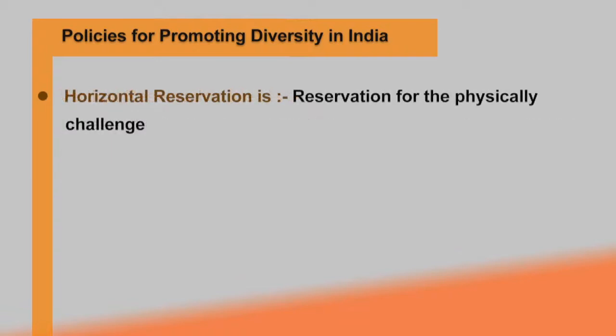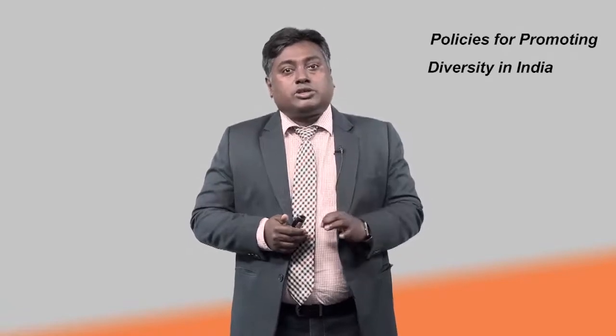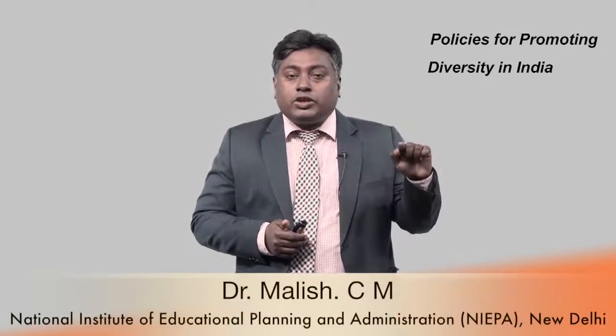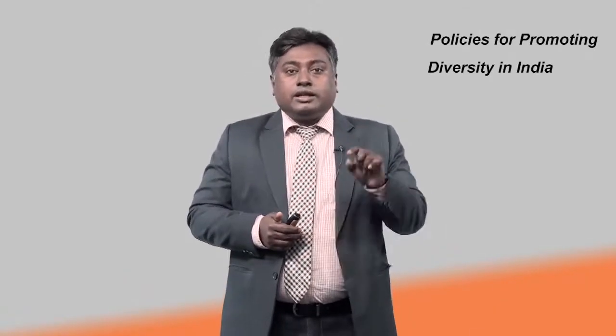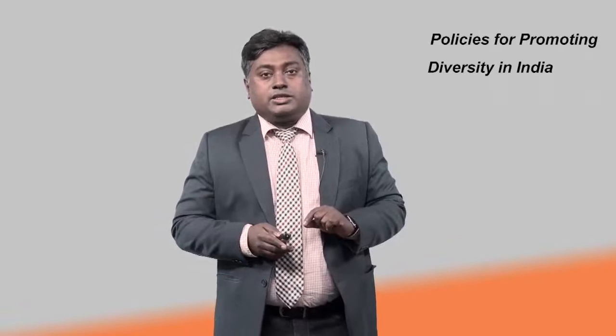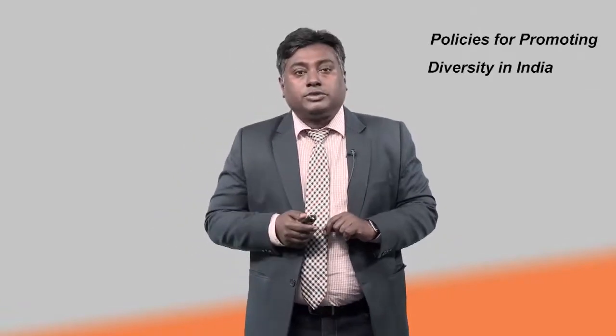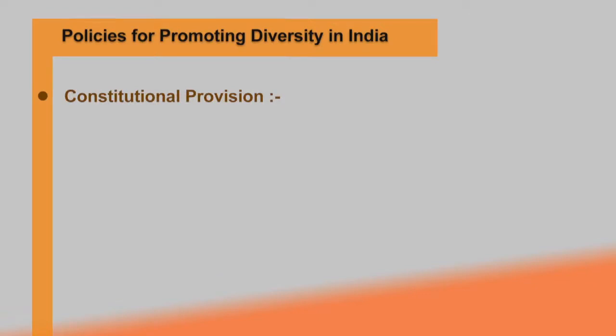The horizontal reservation is about the reservation for the physically challenged. For instance, according to the rule, 3% of the seats should be reserved for the physically challenged, but this is not in addition to the 59.5%. Among each social group and the general category, 3% will be made available to physically challenged candidates. So, this is horizontal. And what I have discussed is that reservation is a constitutional provision.